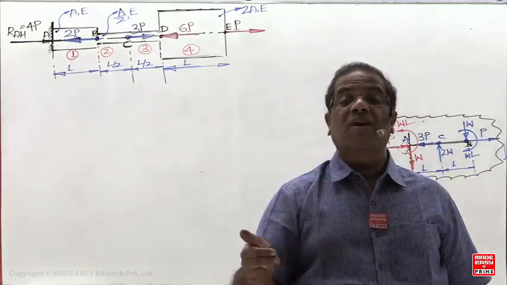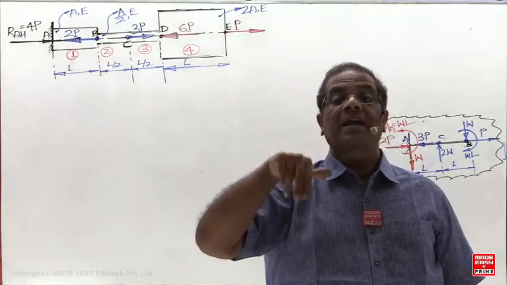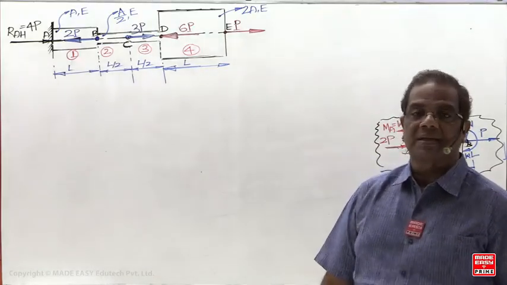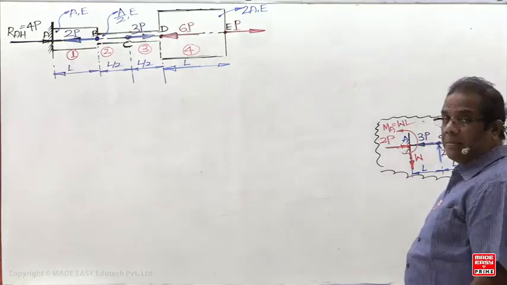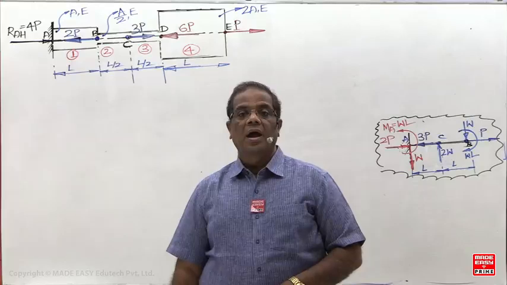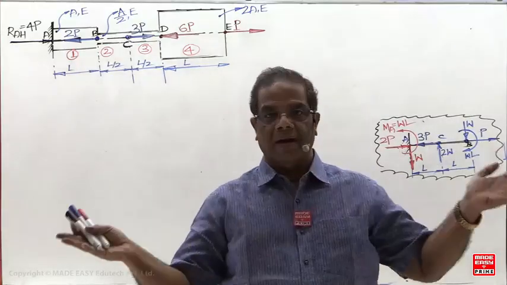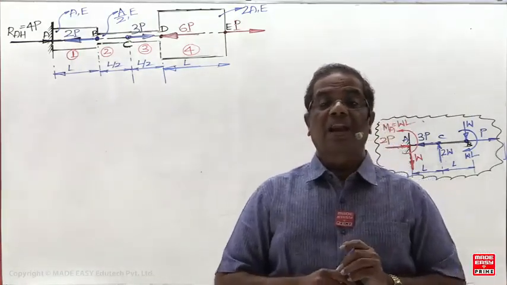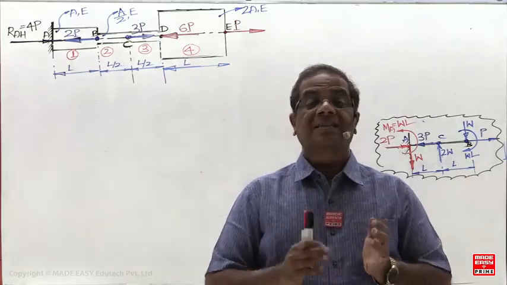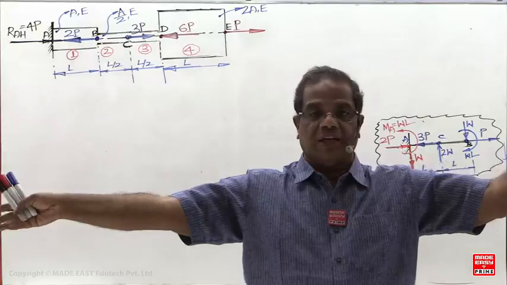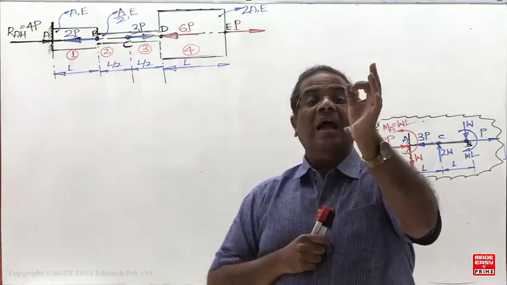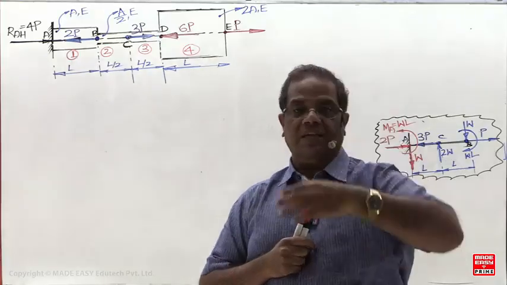Sections are always required for intermediate bars, or intermediate members. Why? Remember, the axial load on any member is equal to the axial load at the non-junction cross section.